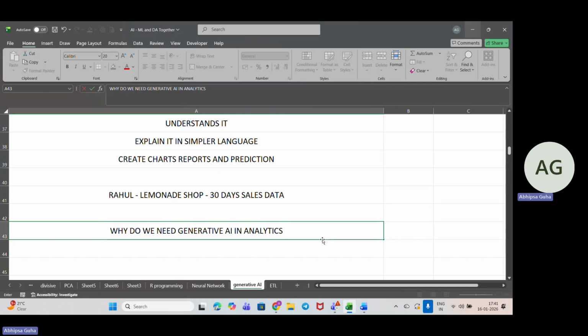So the new way of doing it is asking questions in English, getting instant answers, getting auto charts, auto reports, everything automated, right? So it makes analytics faster, easier, smarter, and more fun, right? So this is the idea of generative AI in analytics. So what can generative AI do in analytics?